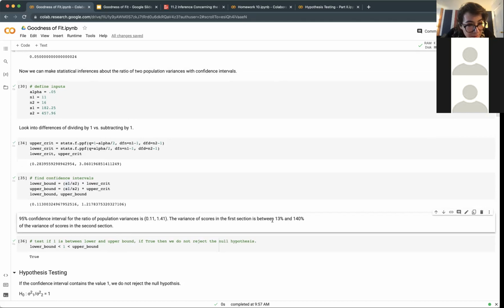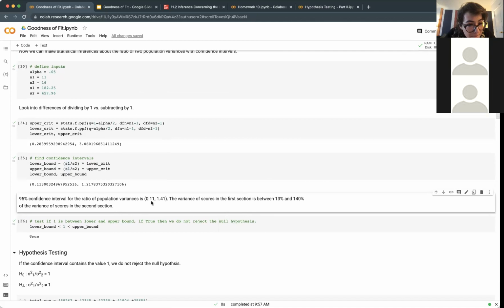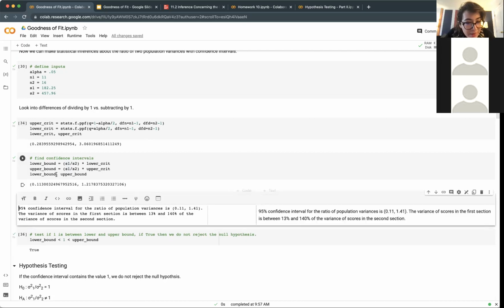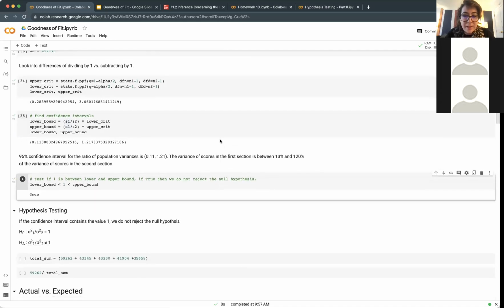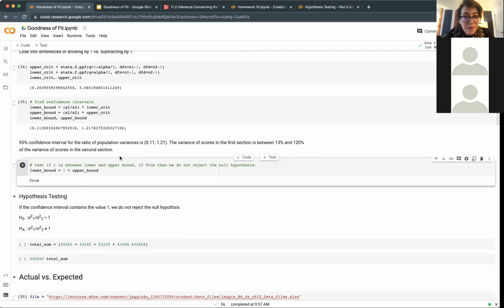I'm just trying to get back to where these numbers were from. We're seeing these values here, and it's a little different, probably because we subtracted 2 before, but I think it really should just be 1. So we're seeing the ratio of population variance, and it's anywhere between 0.11 and 1.21. So the variance between these two groups is between 13% and 120% of the variance of scores. We see that 1 is between these values, so we do not have enough evidence to reject the null hypothesis.